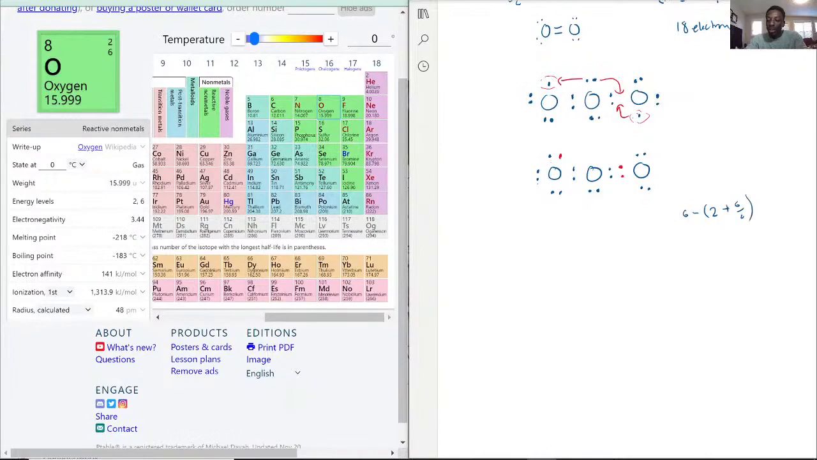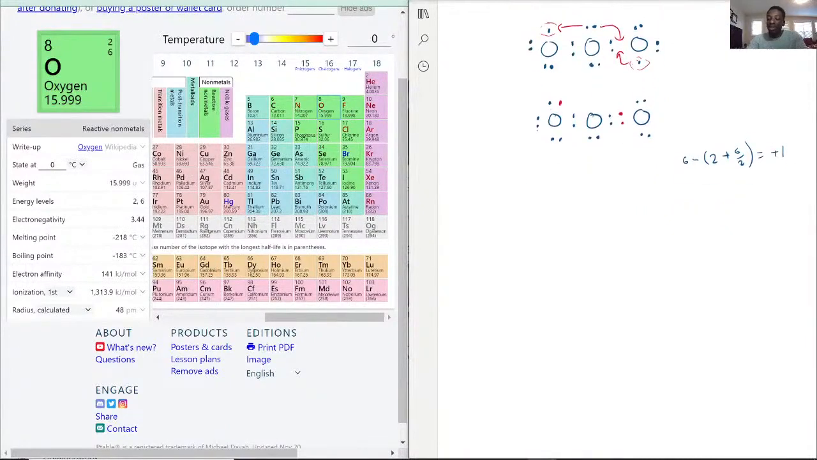So that's 2 plus 6 over 2, which is 3. That's 5. So this oxygen is plus 1, which makes sense. It's doing more than it should. And you notice that because we have a plus 1 and ozone is a neutral molecule, you're going to have one of the oxygens be a minus 1.